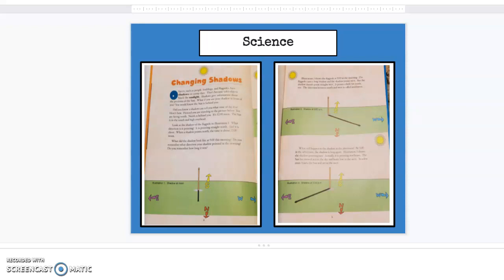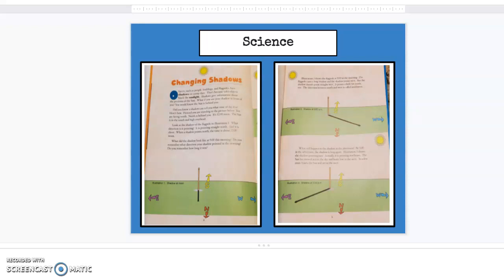Illustration 2 shows the flagpole at 9 in the morning. The flagpole casts a long shadow and the shadow points west. But the shadow doesn't point exactly west. It points a little bit north, too. The direction between north and west is called northwest.